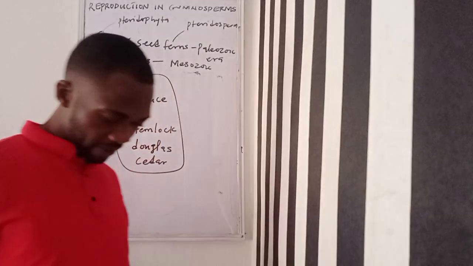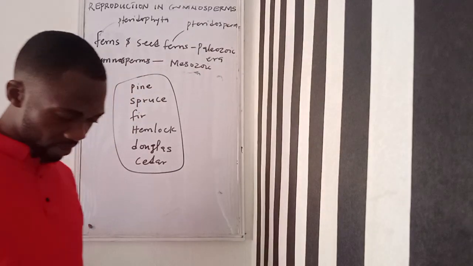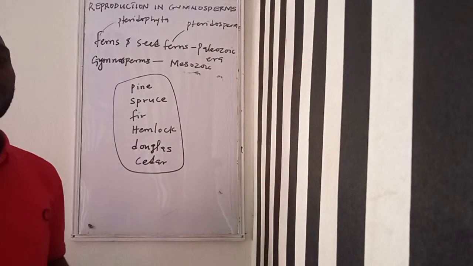Then the seeds of some pines are eaten by human beings. Okay, amber is used in jewelry. So we have gymnosperm that is also used in jewelry. It's called amber.